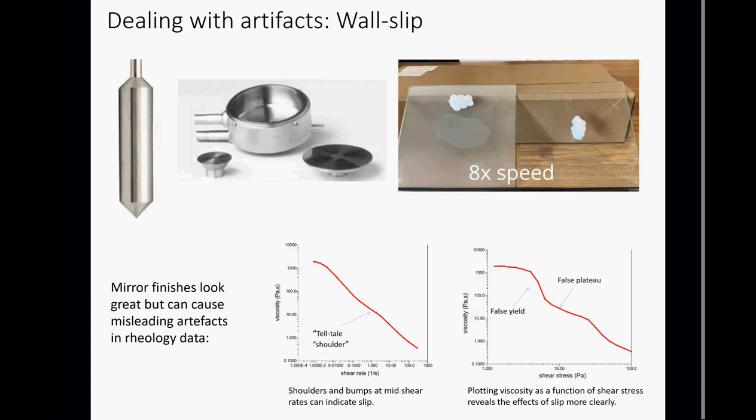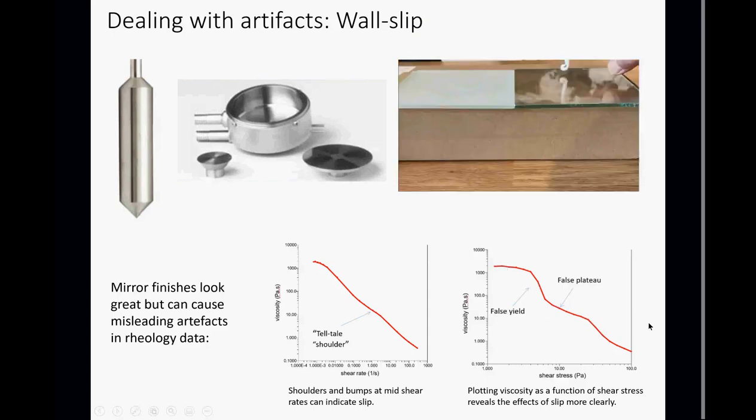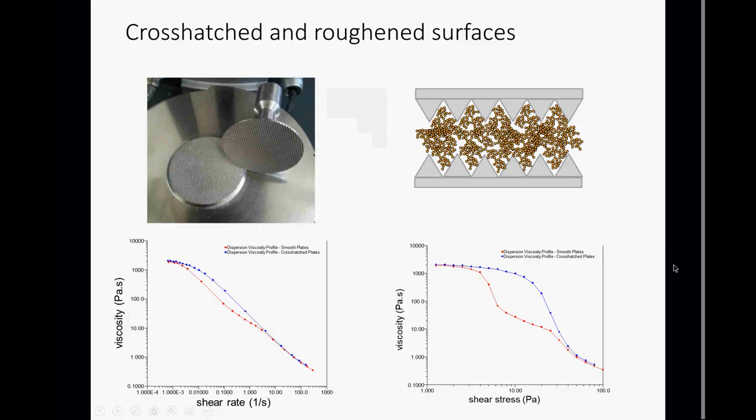Here we can see on this smooth glass plate this cream just sliding down the plate, and that's the last thing we want to be occurring up against our spindles and our measuring systems on the rheometer. That can really cause you some problems in your data. We can deal with this in various ways. We can use roughened surfaces, crosshatched surfaces and sandblasted surfaces to grip the sample and eliminate that. And you can see some very obvious differences here.